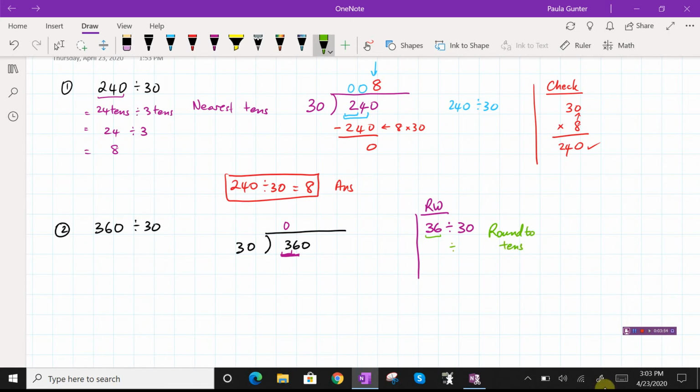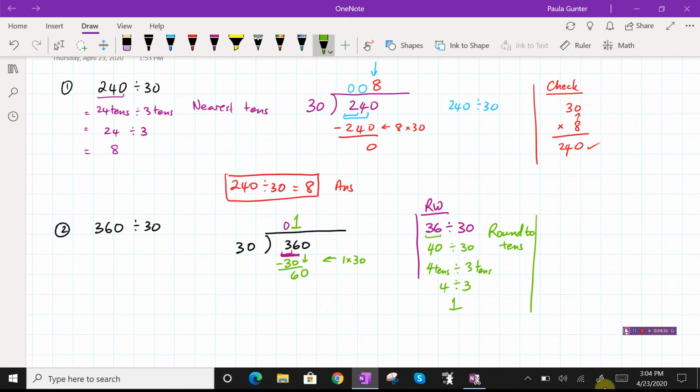So I'll bring back the 30. But the 36, in the units place, the 6, if it's greater than 5, we round up. So we end up getting 40. This is just 4 tens divided by 3 tens. We can just really ask the question, what is 4 divided by 3? The answer is 1. I now come and multiply 1 times 30, and that's 30. I subtract. I get 6, and next step is to bring down.